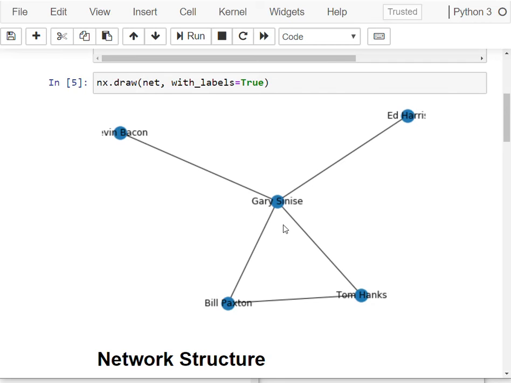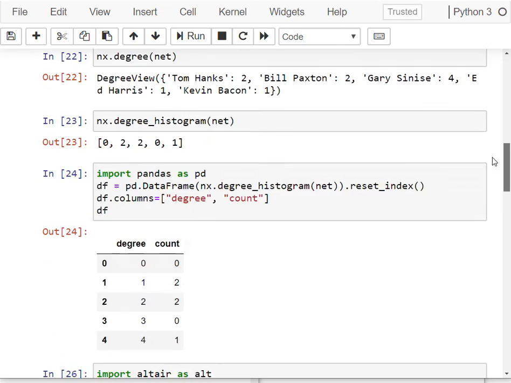This basically says that Gary Sinise arbitrates on all pairs' shortest paths except the shortest path between Bill Paxton and Tom Hanks.